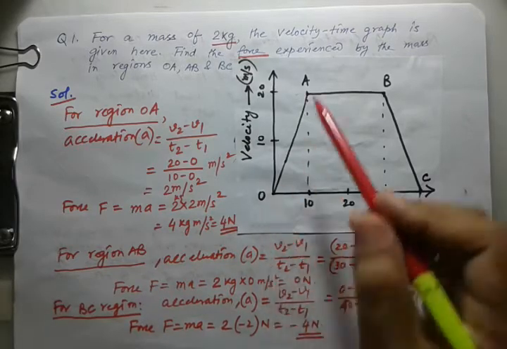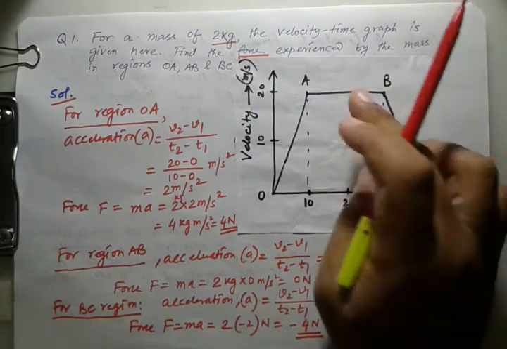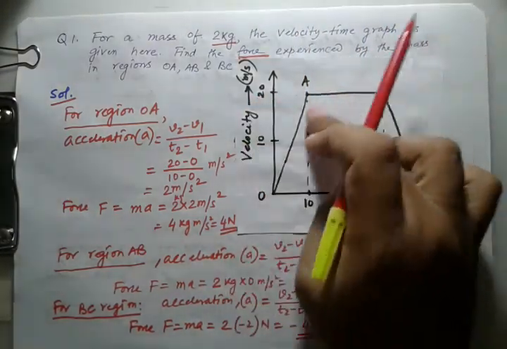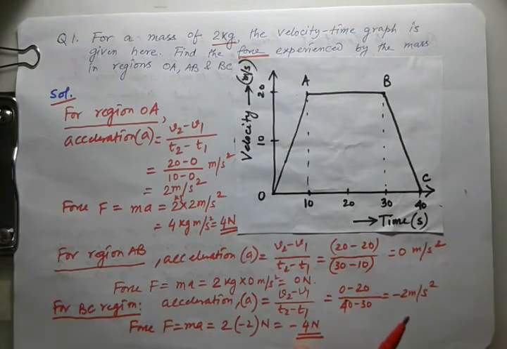So first, from here to here, the force required is 4 Newton. In between, the velocity is constant, so no force is required, and in the BC region the force required is minus 4 Newton. Okay, so we'll go to the next problem.